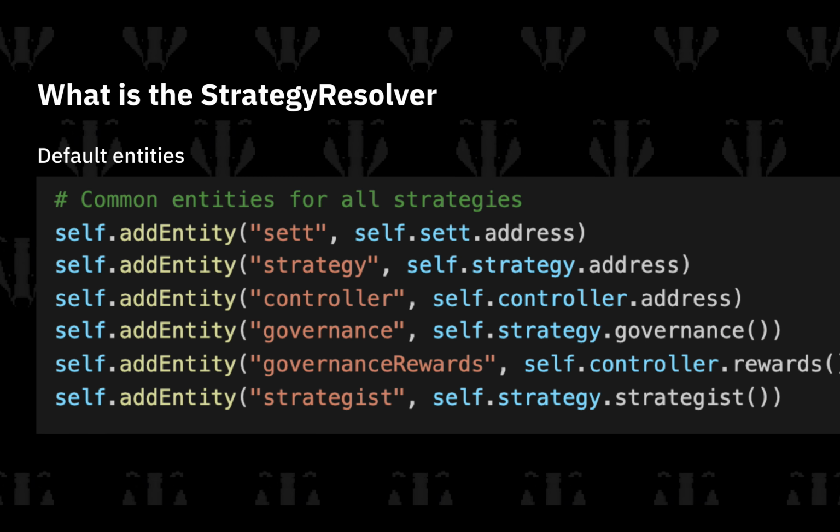So the way this works is you're going to have a bunch of entities that are already set up for you, and you can see the names here.